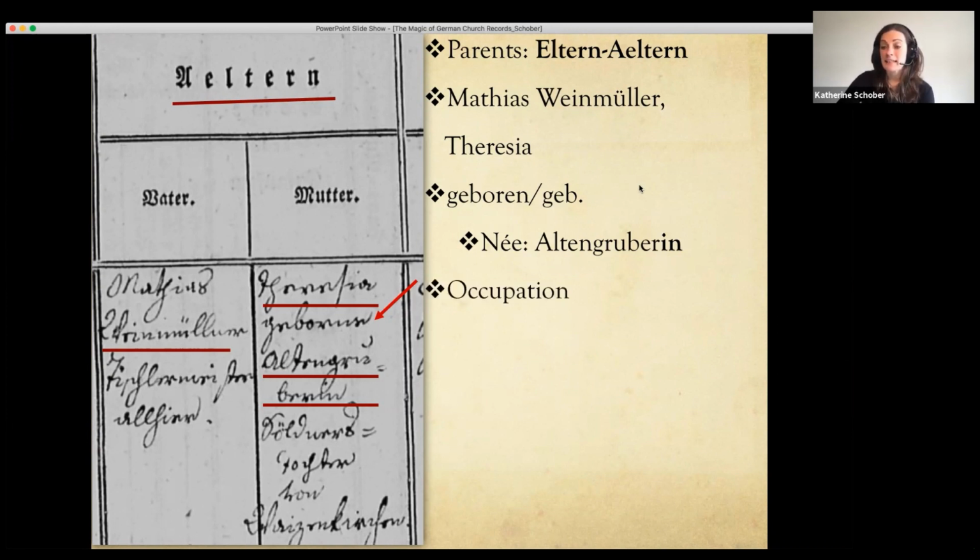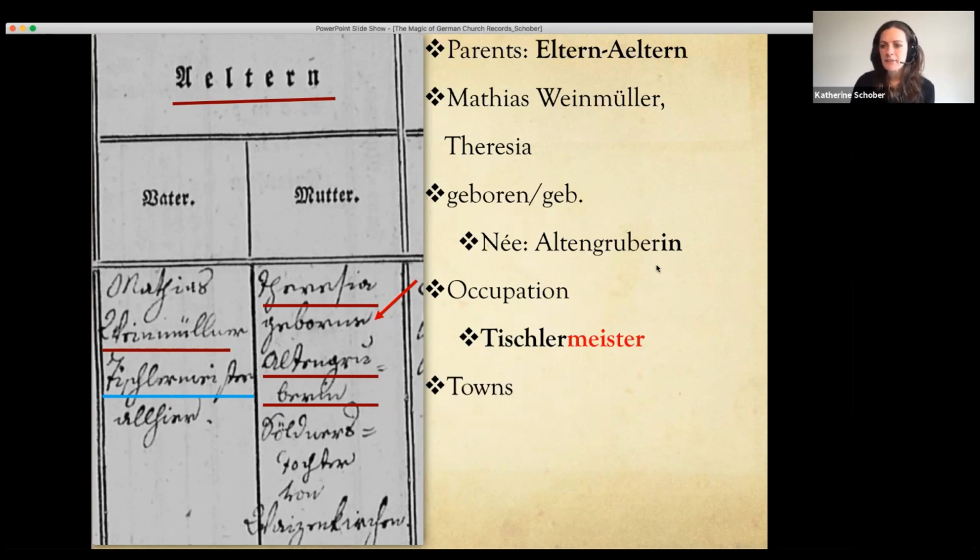Then you might get the father's occupation. You can look directly after his name or before his name, but usually the occupation will be pretty close to the name itself. And he was a Tischler, Meister, more of those German root words. So Meister means master, and Tischler is carpenter. So he was a master carpenter.